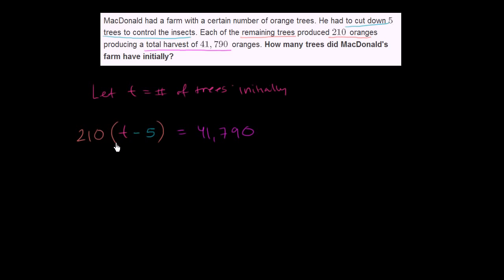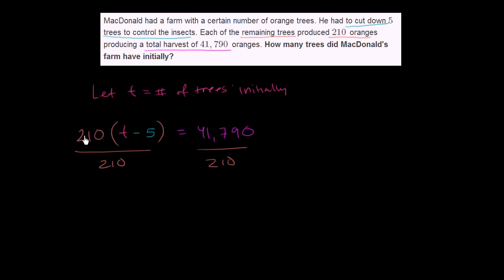So we've set up our equation. Now we just have to solve for T, the number of trees that MacDonald initially had. The first thing I would do here is, well, I'm multiplying this expression by 210. Why don't I just divide both sides of this by 210? There's many ways that you could do this. You could distribute the 210 and go in another direction. Actually, I will do it both ways, just to show that you could do it both ways. So the first way, I'm going to divide both sides by 210.